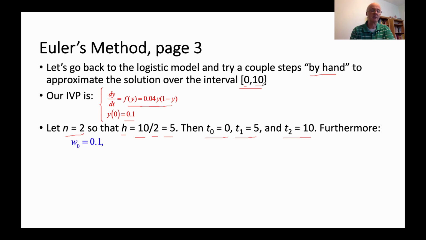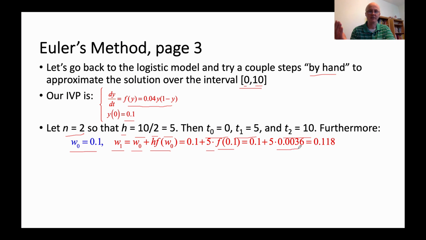Furthermore, w0 is the initial value of y. It equals y sub 0. It's 0.1. Our approximation is exactly right at the initial condition. How do you find w1? Use the recursive equation. W1 will be the previous value, w0, which is 0.1, plus the change in w, which is a product, h times f of w0, 5 times f of 0.1. F of 0.1 was 0.0036. We saw that in the slope field. We plugged the second coordinate, which we called y0 before, into the right-hand side function and got a slope of 0.0036. You can check that this is 0.118.